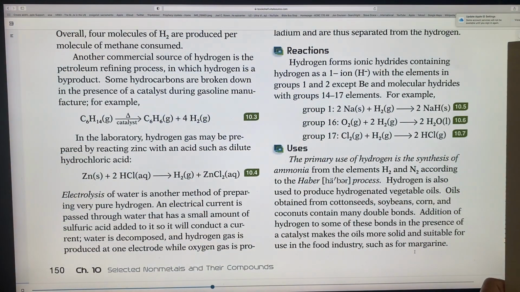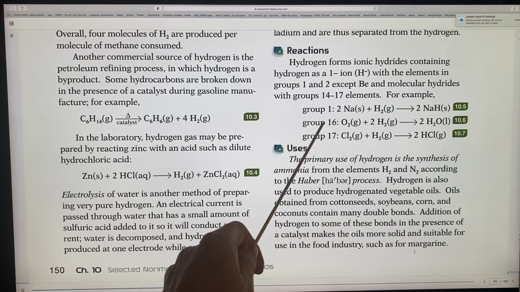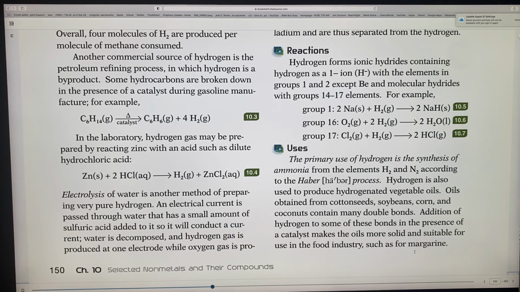So you can see then the reactions. Basically the reactions of group 17, group 16, and group 1 are very reactive with hydrogen. Okay, so now let's go on to its uses.